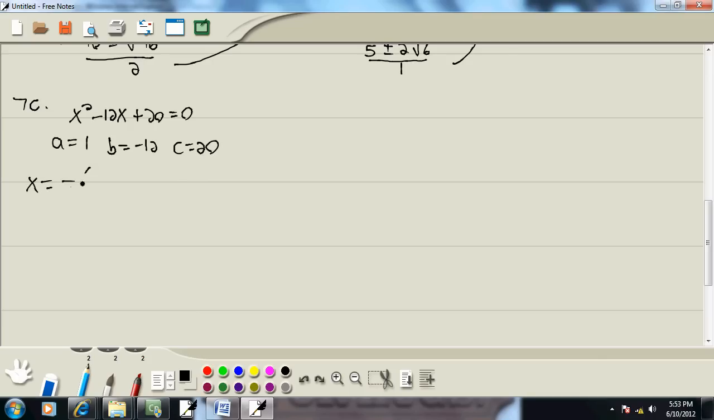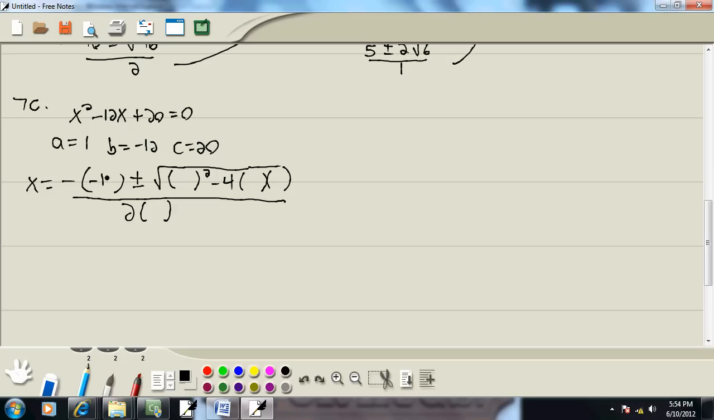I'm going to go through, and everywhere I have a variable, I'll put in parentheses. So we've got negative b plus or minus square root of b squared minus 4 times a times c all over 2a. Now wherever we had a b, we'll put in negative 12. Wherever we had an a, we'll put in 1. And wherever we had a c, we'll put in 20.